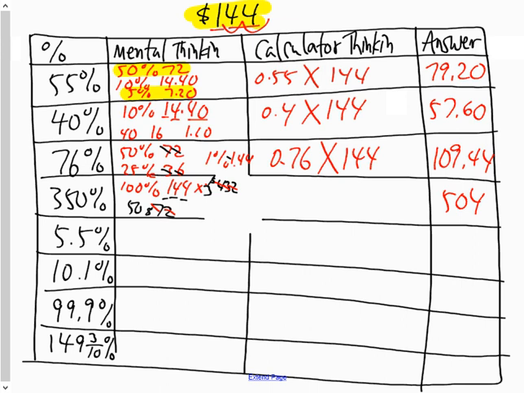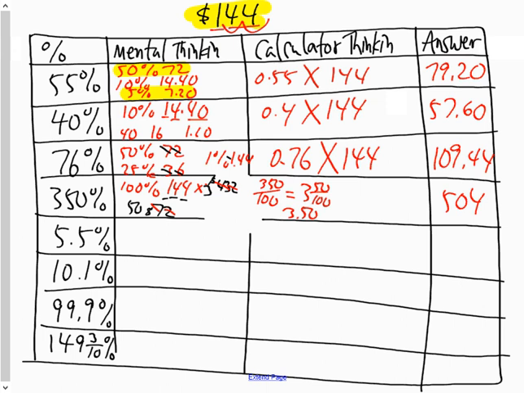Now here's where it gets tricky. 350%. 350% is 350 out of 100. Does everyone agree with that? That's 350%, which as a mixed fraction is 3 and 50 hundredths. And 3 and 50 hundredths as a decimal is 3.50 or 3.5. Either way you think of it, that's what 350% looks like as a decimal.